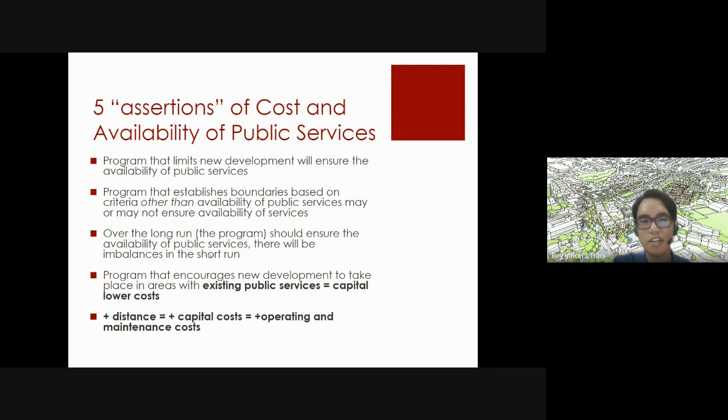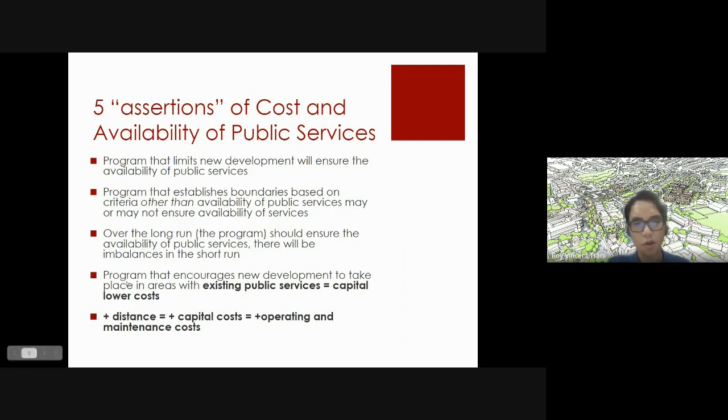Third, over the long run, the policy or program should ensure the availability of public services, but there will be imbalances in the short run. So if the city, or your barangay or your municipality, really wants to expand, there really can't be any way to have zero imbalances, meaning some people might have more water than others. But hopefully the policy should, in the long run, make sure everyone has access to water, power, and internet or phone lines.